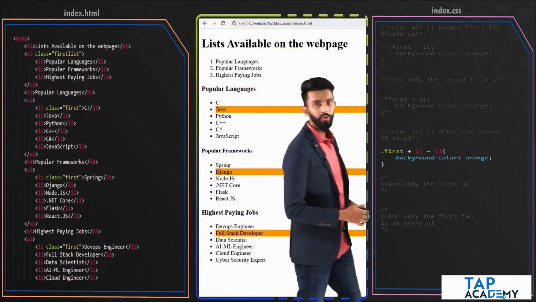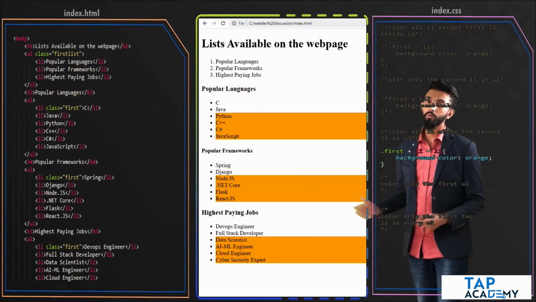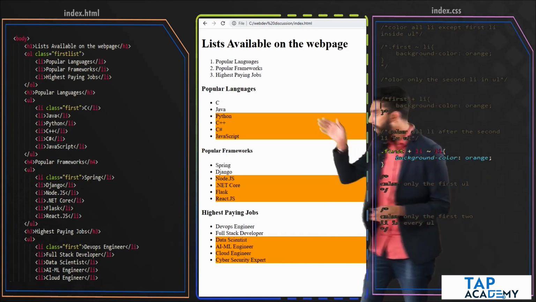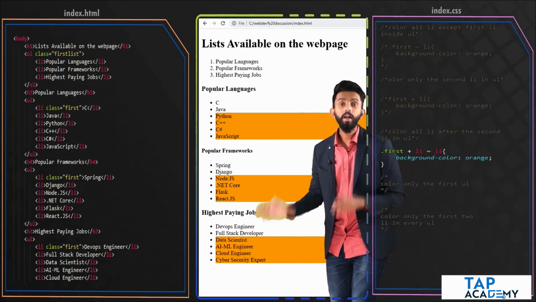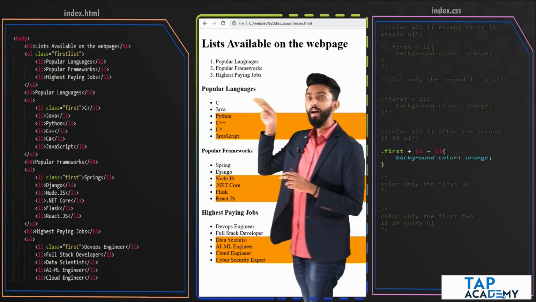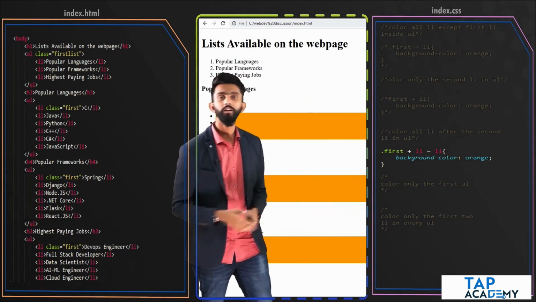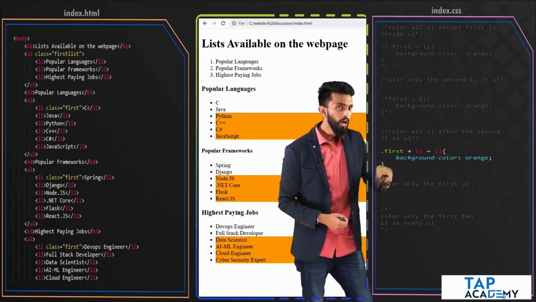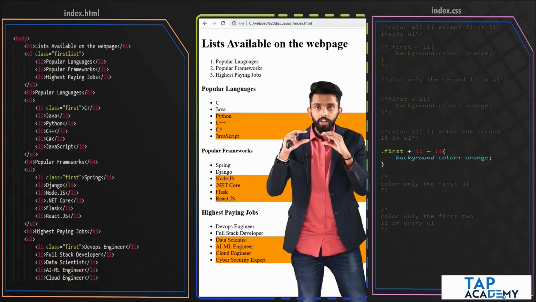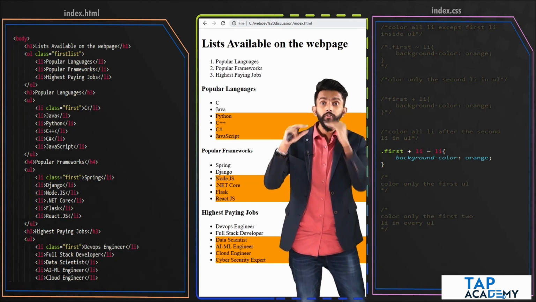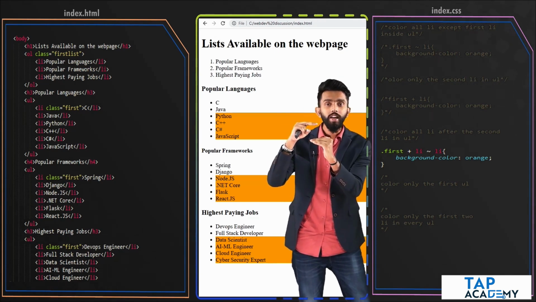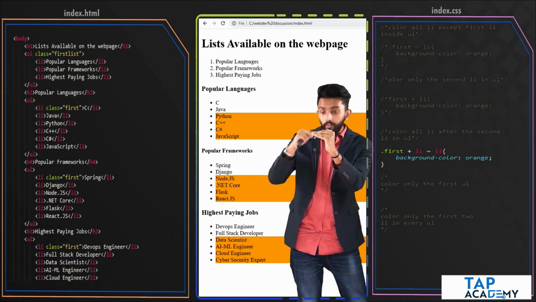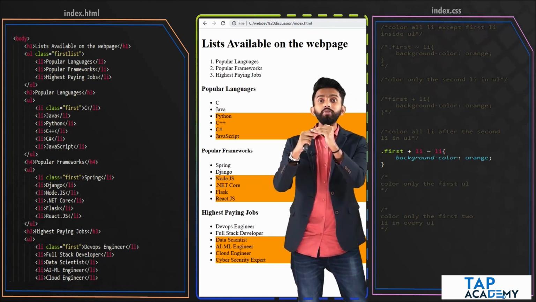If I take you here and refresh, wow. All the LIs in my unordered list except for first and second have got selected. That is the beauty of advanced selectors. Dot first will select first LI. Plus LI will select its adjacent sibling, which is second LI. Tilde LI will select all the general siblings of the second LI.